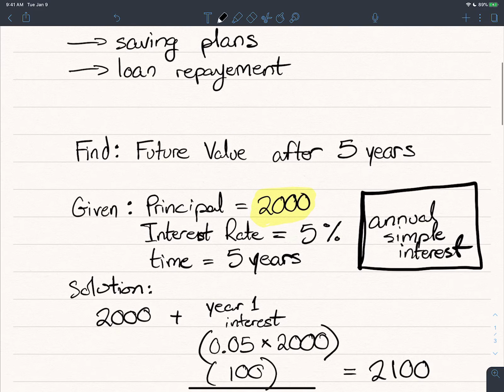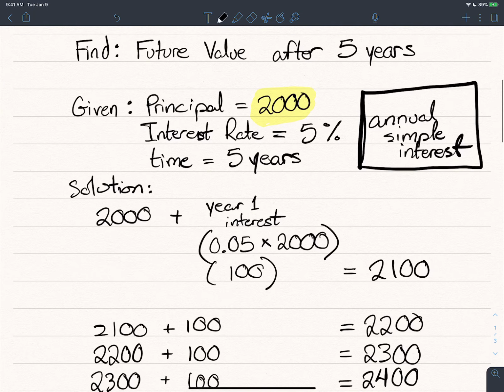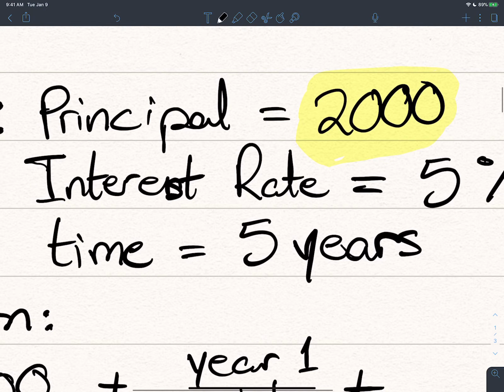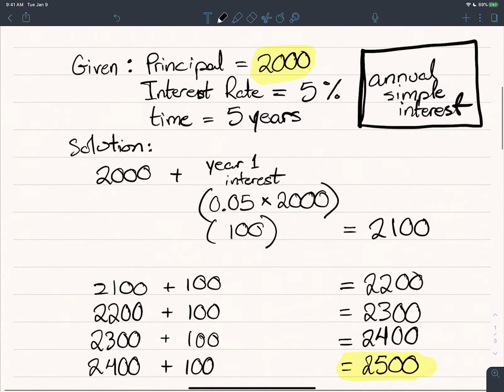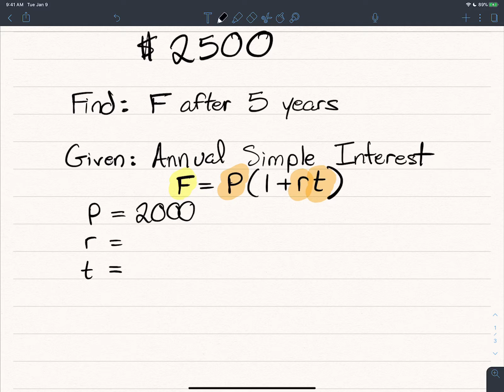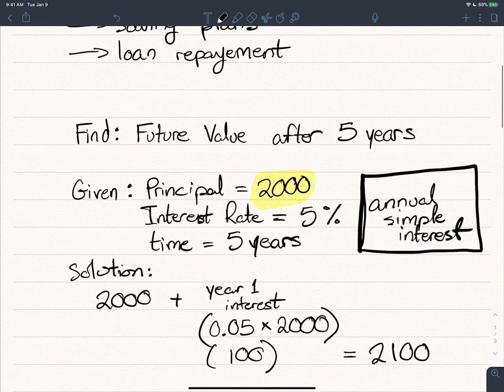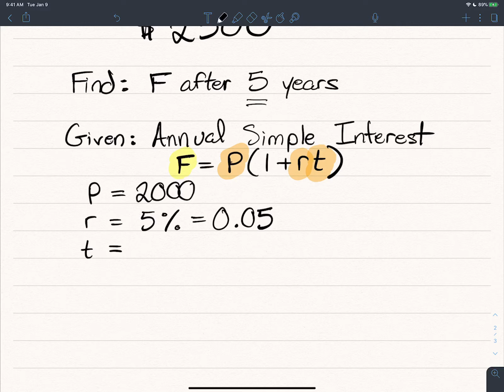What does P equal in this example? Well, we already wrote it down, and it's almost like we wrote it in the same kind of way. Here, we just wrote out the full words: principal, interest rate, and time. So P is our principal. What's that? $2,000. What was R, our interest rate? 5%. But we need it as a decimal, so we change it to 0.05. And for T, how much time is it? Well, it's F after 5 years, so we write 5.